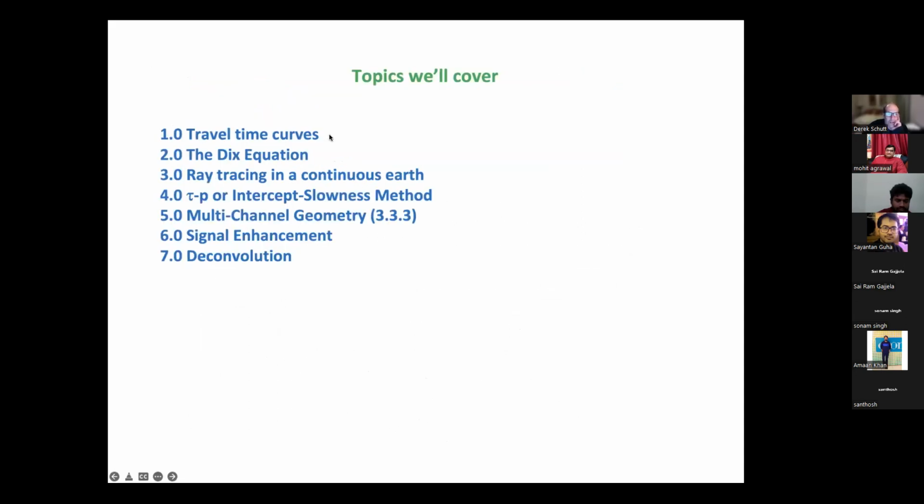So we will cover travel time curves, then we will get into the Dix equation. We will talk about ray tracing in a continuous Earth, and then we will talk about tau-p, or the intercept slowness method. And then in short units, we will look at multi-channel geometry, signal enhancement, and deconvolution.